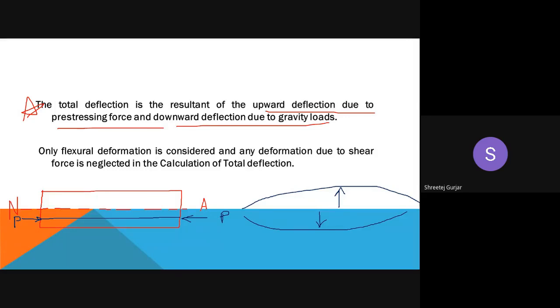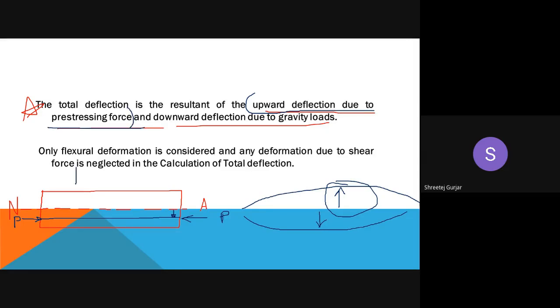So your beam will deflect upwards because of your pre-stressing force. It will not deflect downwards. Why will it deflect upwards? Because your pre-stressing force is below your neutral axis, so it will cause hogging, upward deflection. Usually your pre-stressing cable will be below your neutral axis. We want hogging so that it will counteract your loads. So that is what is mentioned in this statement: upward deflection due to pre-stressing force.